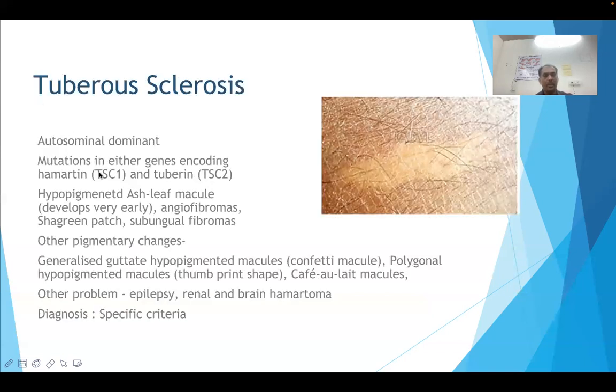Tuberous sclerosis, it is an autosomal dominant disorder where there is mutation in the TSC1 and the TSC2 genes.